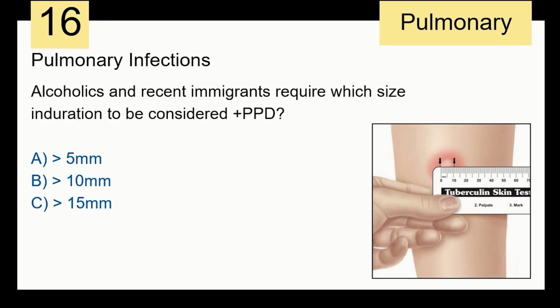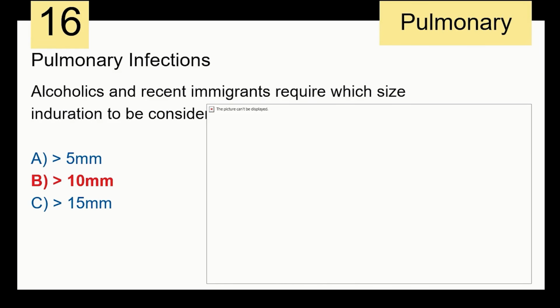All right, question 16. Alcoholics and recent immigrants require which size induration to be considered positive for PPD? And the answer is 10. It's going to be 5 if they're very high risk, 10 if they have mild risks, such as healthcare workers, and 15 if there are no risk factors. All right, I had a picture over here, but not sure where it went. So again, medium risk, bigger than 10 millimeters.